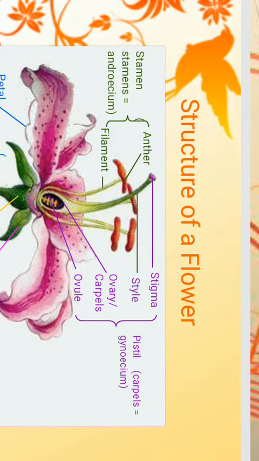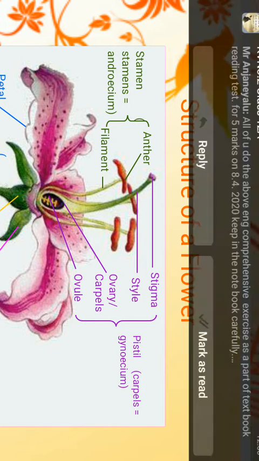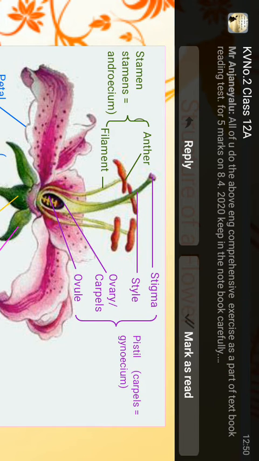Next whorl is called a corolla. It is made up of petals. It is beautifully colored to attract the insects for pollination. But these 2 whorls are not taking part in reproduction, so they are called non-essential whorls of a flower.